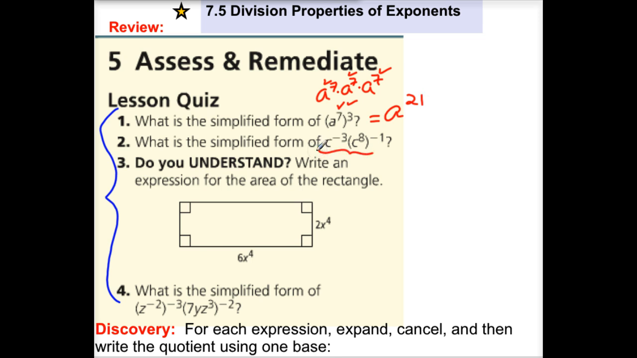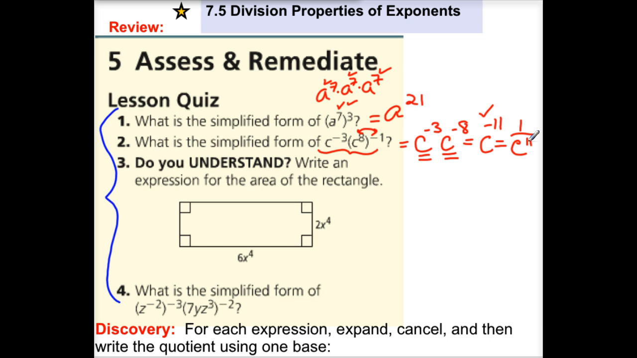Number 2, what's the simplified form? I've got my common base of c here, but I've also got a power to a power I'm going to work with. So I've got c to the negative third times c to the negative 8. Now I've got multiplication with the same base. I keep that base and I add the exponents. Remember, we're not allowed to leave negative exponents. It's considered bad math grammar. What I do is I divide by c 11 times.